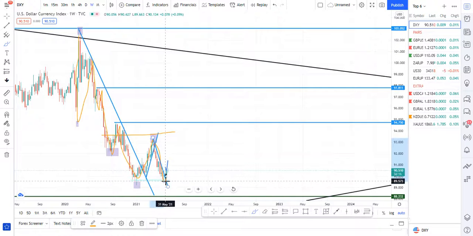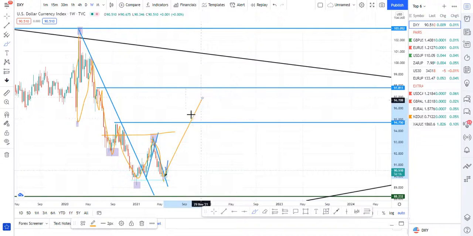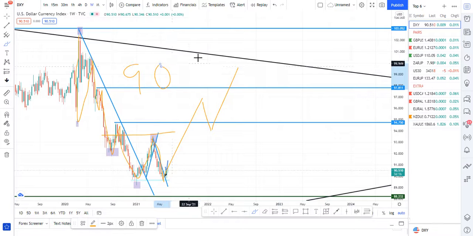So now we're expecting that it respected the area. We want the dollar to bounce to the upside, come and retest this neckline, and bounce back and fill 90% of this area, of this price action right here.